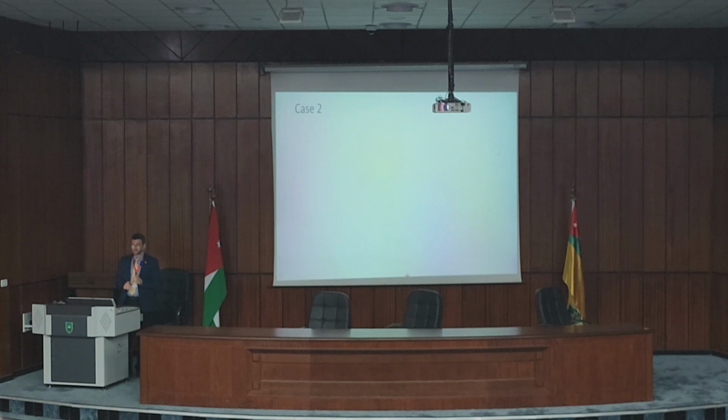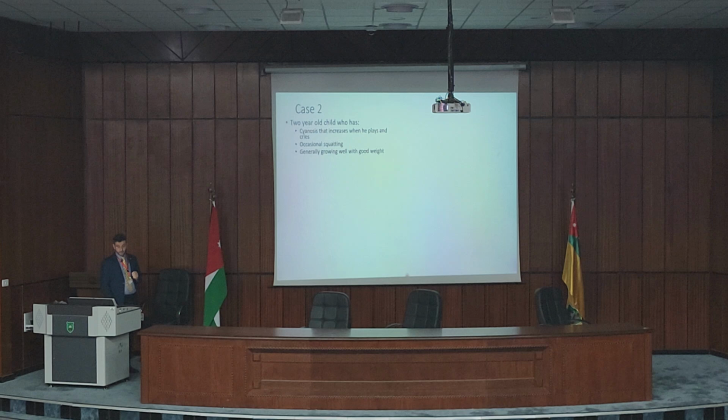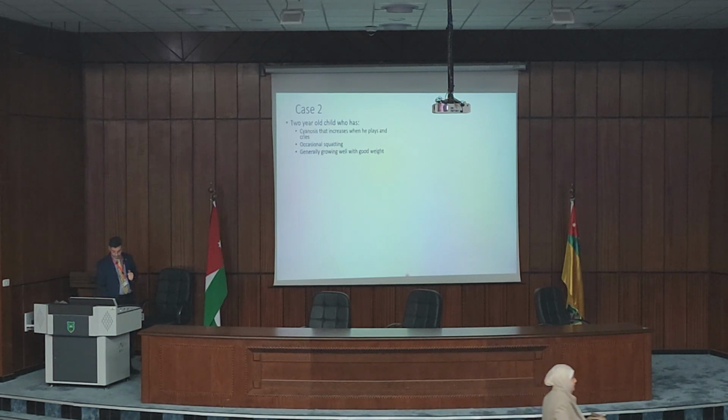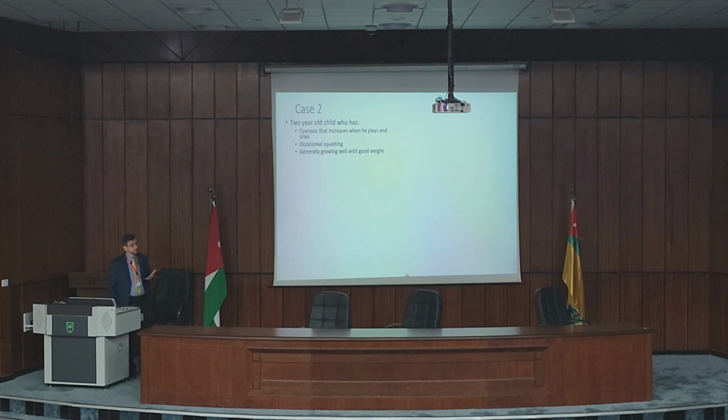Okay. Now let's talk about a different case, case number 2. This one is a 2-year-old child who presents with cyanosis. He's blue. He has low oxygen saturation in his blood. And the mother noted that for the past few months, he's been doing squatting movement often.